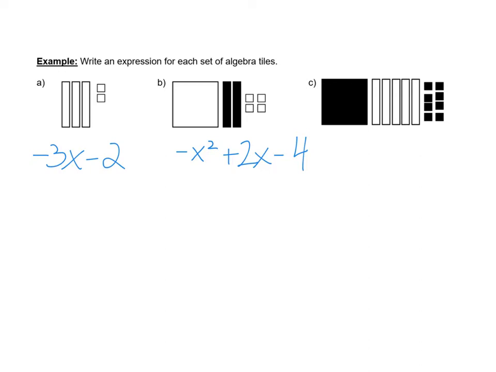In C, you can see we have 1, 2, 3, 4, 5, 6, 7, 8 positive unit tiles, and we have 1, 2, 3, 4, 5 negative x tiles and 1 positive x square tile. You can see there. So let's write again. We are writing our x squared first, so x squared, and it's positive, minus 5x, because there are 5 negative x tiles, and plus 8, because there are 8 positive unit tiles. And that's A, B, and C.